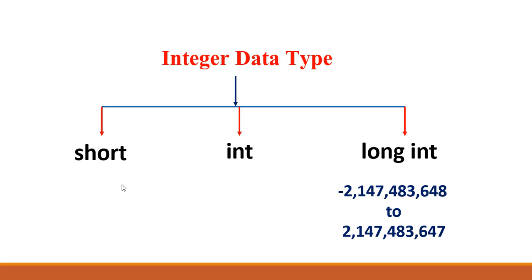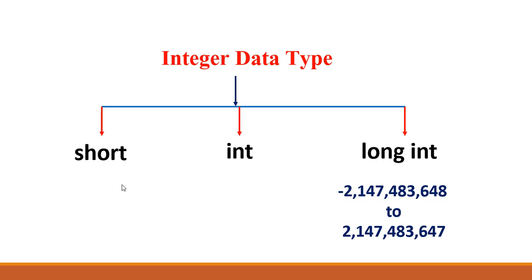Again, in the integer data types there are 3 types: short int, int, and long int. Based on the requirement, we use one of these 3. Short int occupies 2 bytes of memory, and int also occupies 2 bytes, but sometimes it occupies 4 bytes. Long int occupies 4 bytes. Short and int, occupying 2 bytes, range from minus 32,768 to plus 32,767.